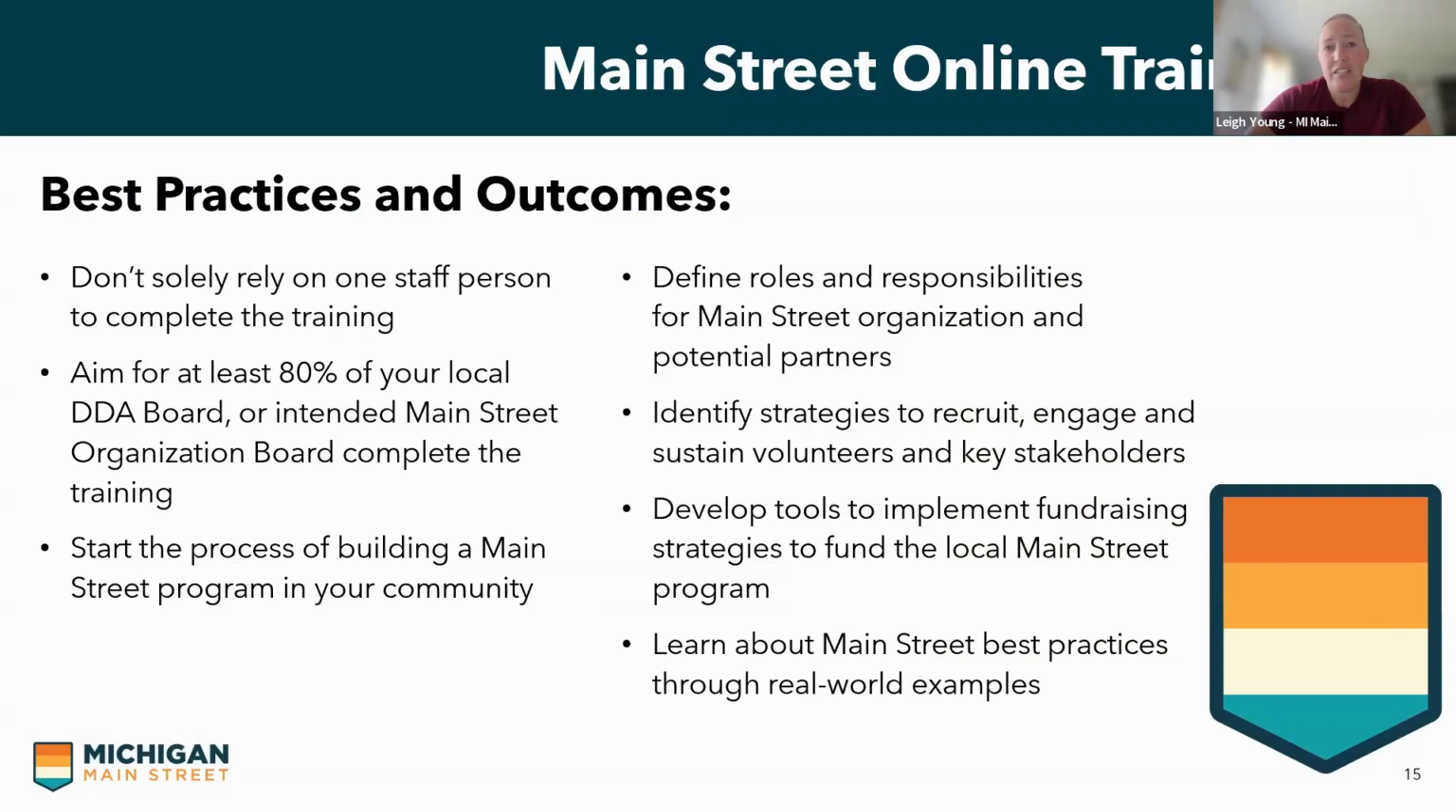So when a community is getting started with the engaged level, like I mentioned, we have the Main Street online training series. This is provided at no cost and it's online for communities, free and easy to access. So we have some best practices and outcomes that we see from this training. First and foremost, we tell communities not to solely rely on one staff person to complete the training, but instead aim for at least 80% of their local Main Street organization board to complete the training. That way everyone can be on the same page when establishing their Main Street framework locally.